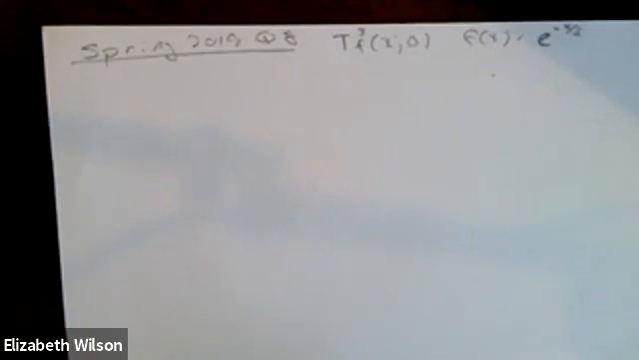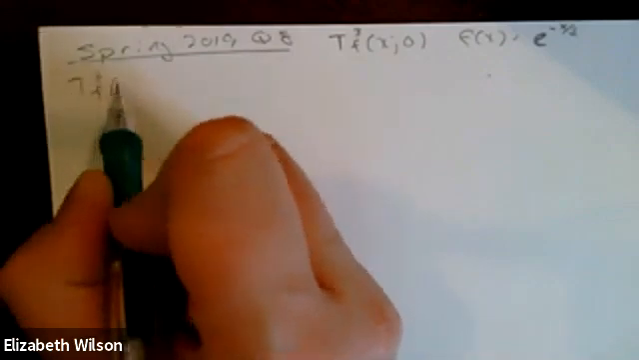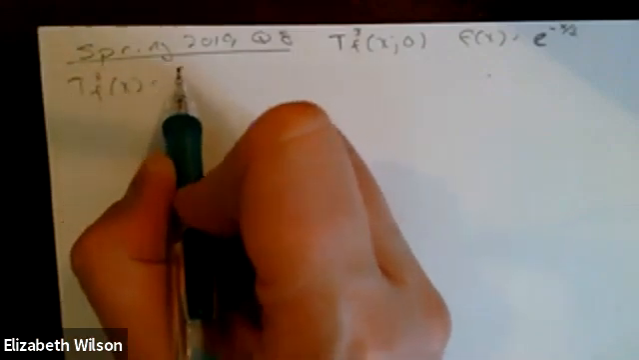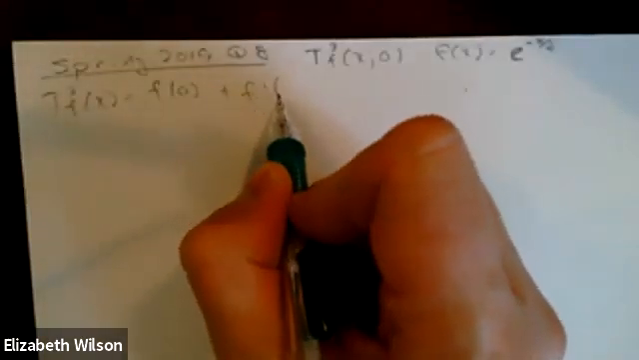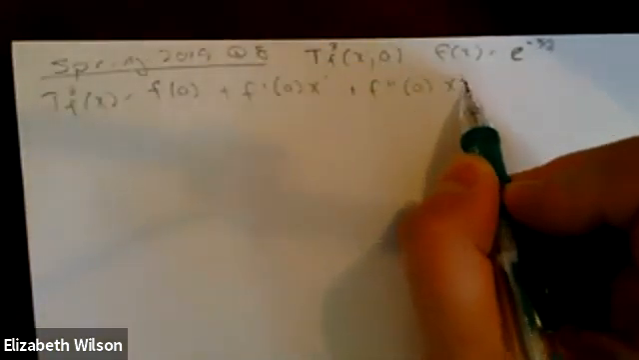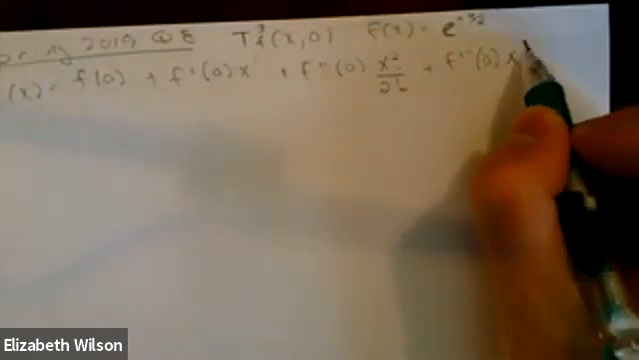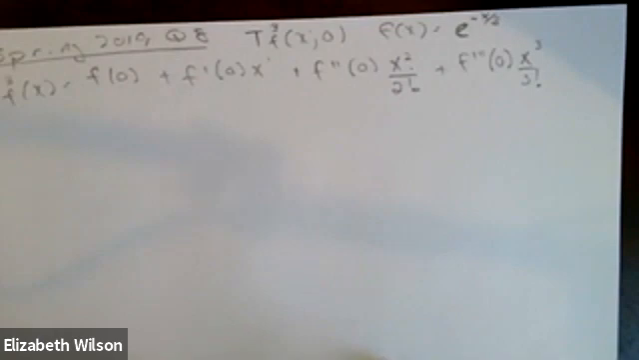So remember, our third order Maclaurin is going to look something like this, we write out the general form. It's my function evaluated at 0, plus my first derivative evaluated at 0 times x to the 1, plus my second derivative evaluated at 0 times x squared all over 2 factorial, plus my third derivative evaluated at 0 times x cubed all over 3 factorial. This is my third order Maclaurin general form.